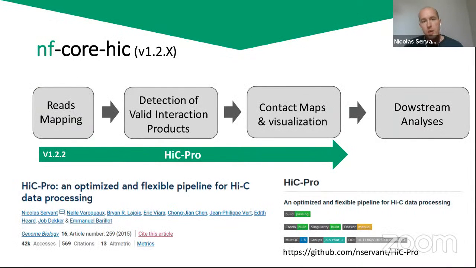The first version of the pipeline was clearly a Nextflow-based implementation of the HiC-Pro pipeline that I developed quite a long time ago, which is still highly used in the field. HiC-Pro starts from the FASTQ file, performs the read mapping, detects the valid interaction products, and constructs the maps. So the first version was really taking the HiC-Pro pipeline and building a new one using Nextflow and the nf-core good practices.